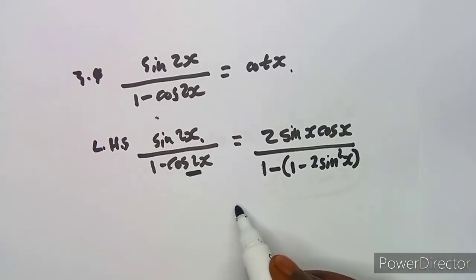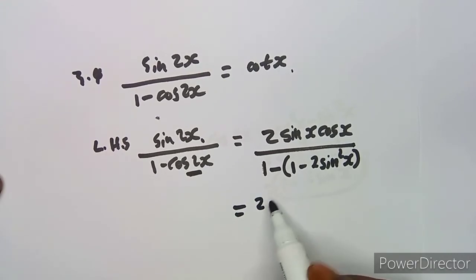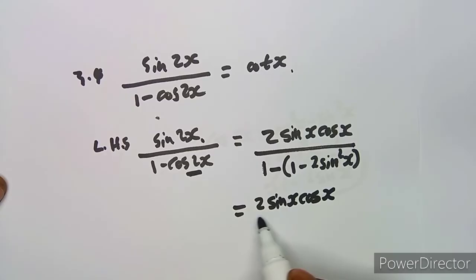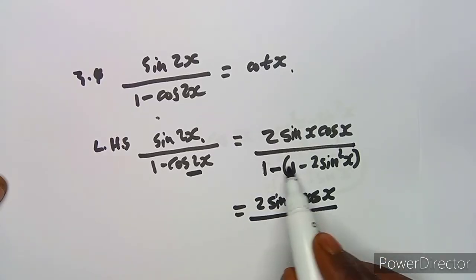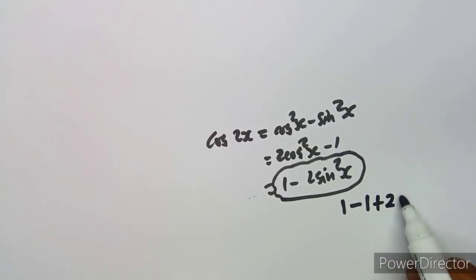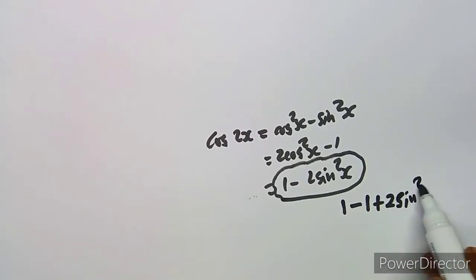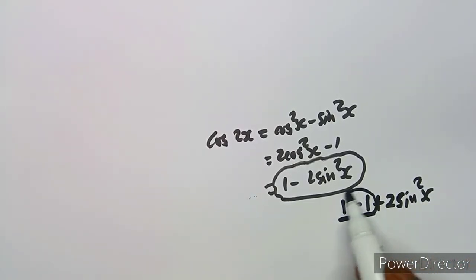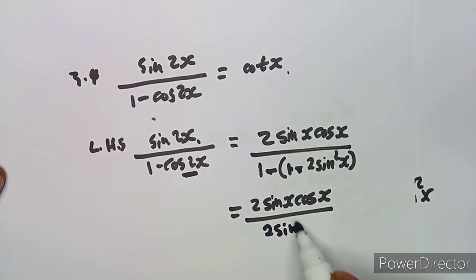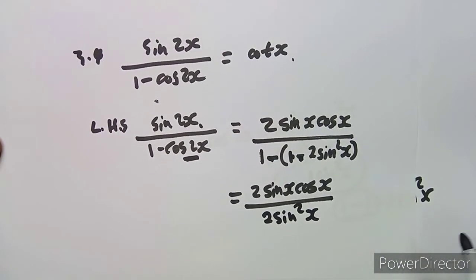All right, so let's do this, guys. 2 sine x cos x over, if we expand this, it's going to be 1 minus 1, then minus 1 times minus 2 sine squared x, which is plus 2 sine squared x. So 1 minus 1 is 0, and 0 plus 2 sine squared x is just 2 sine squared x.